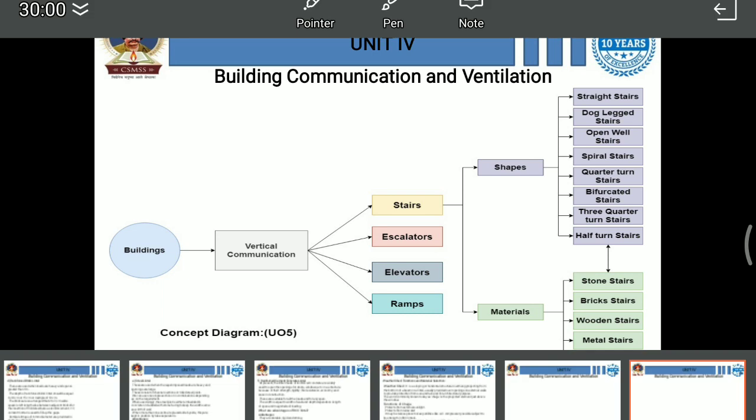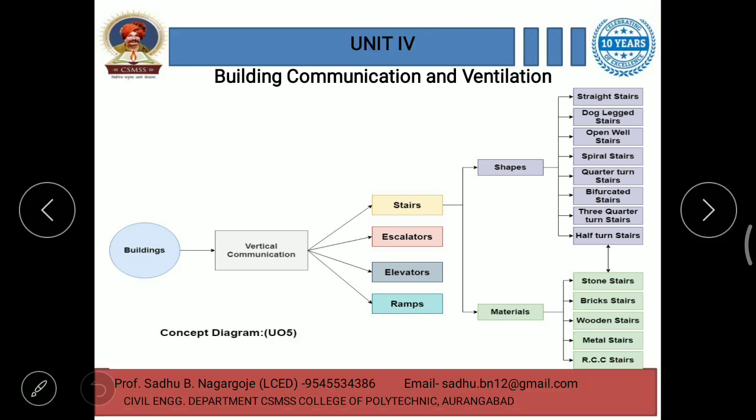Starting from buildings, having horizontal and second one is vertical communication. Vertical communication again divides into these types: stairs, escalators, elevators, ramps.